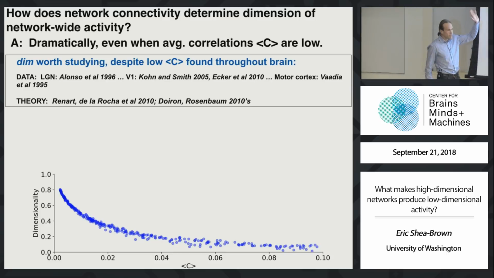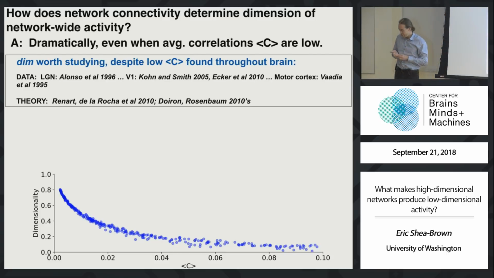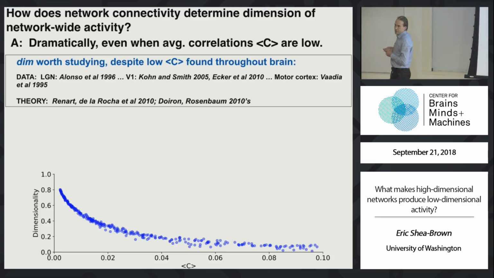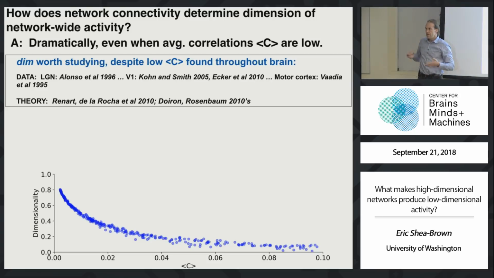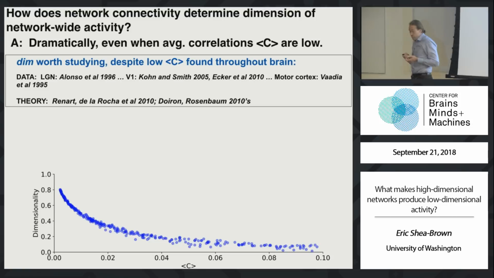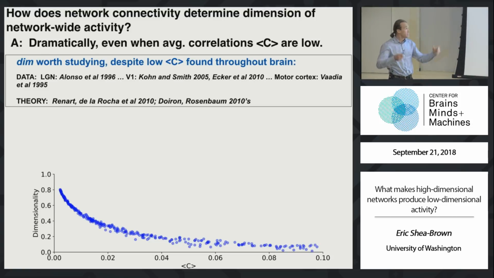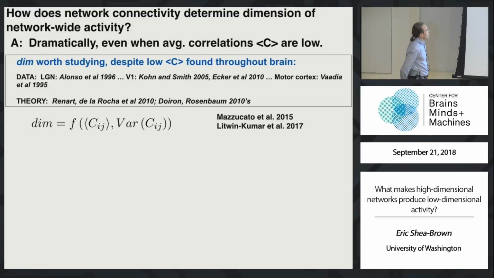I just trimmed a few on the input and output end, really, of the brain that indicate that average pairwise correlations really are quite low in the brain. There's also a beautiful theory of why that is the case from these and other authors. But again, even when these pairwise statistics make it look like the system's pretty independent, it turns out that you can have quite a low dimensionality in the system as a whole. I think the reason for this is as follows.